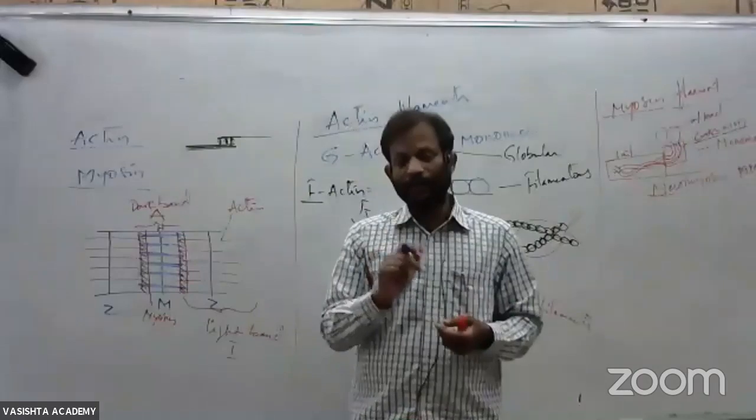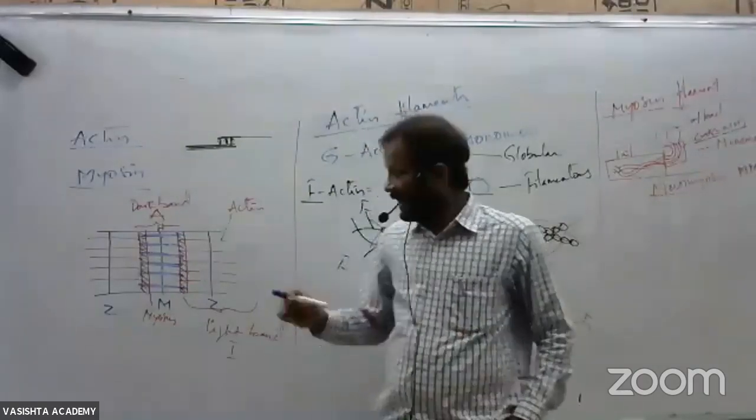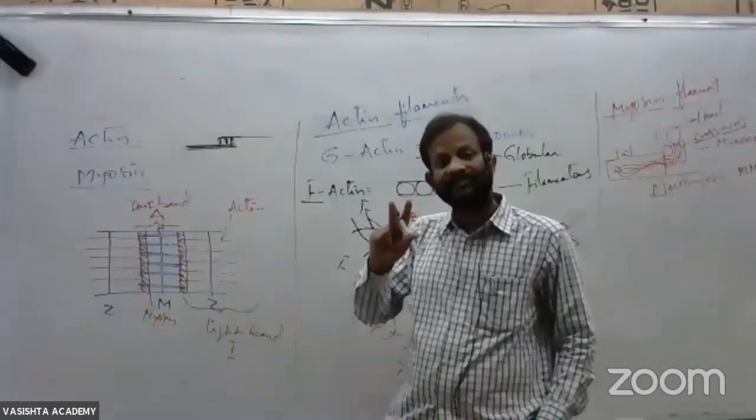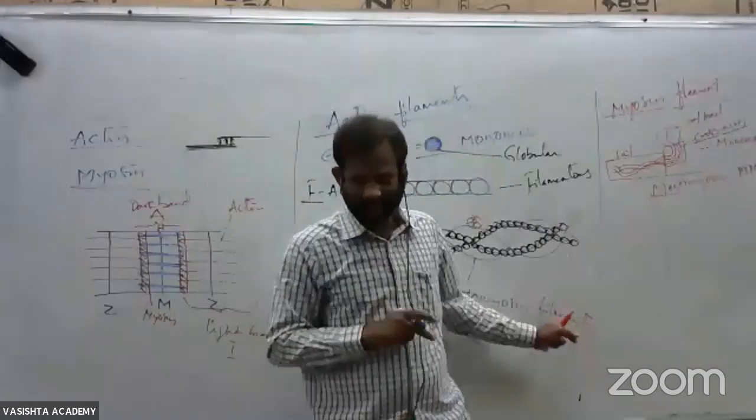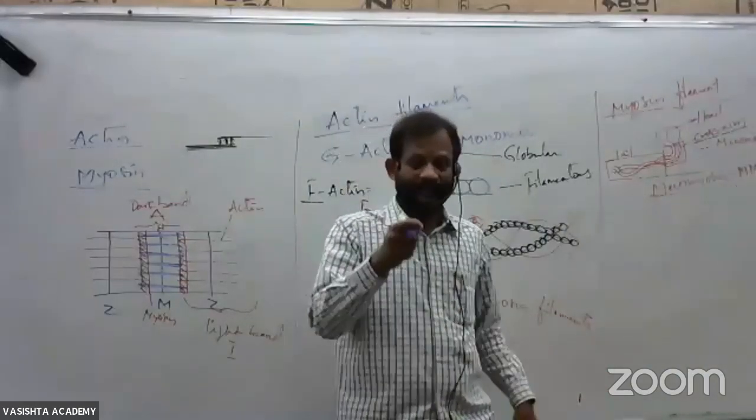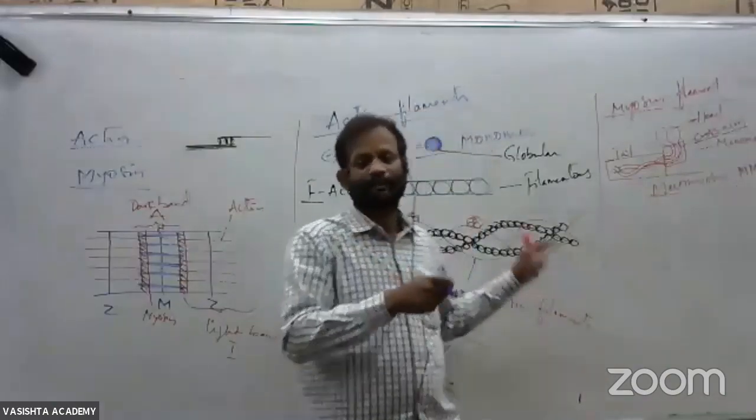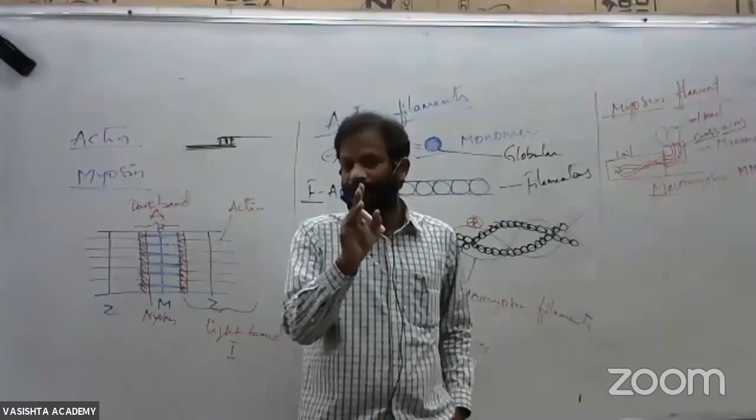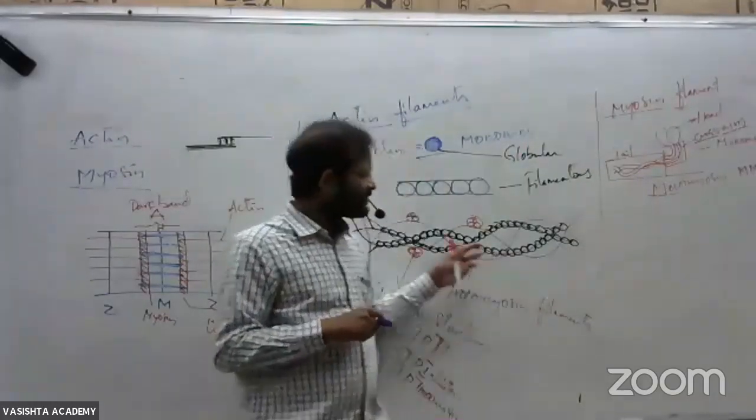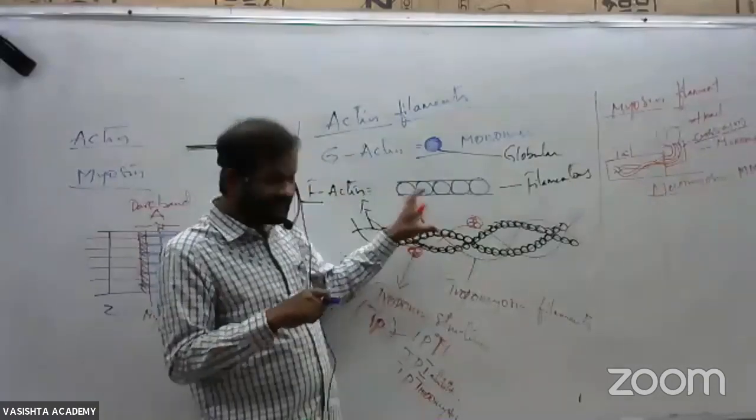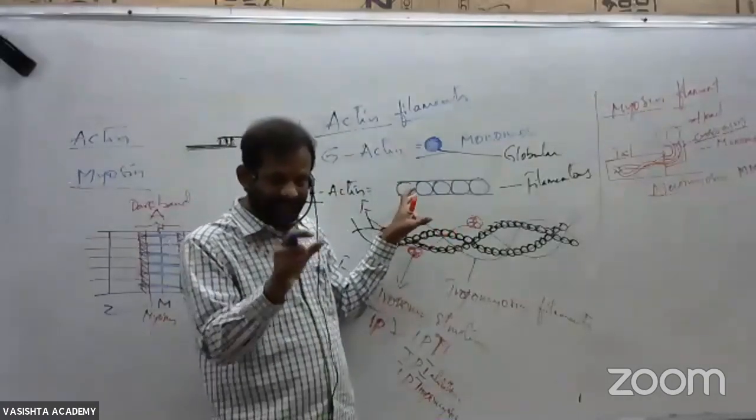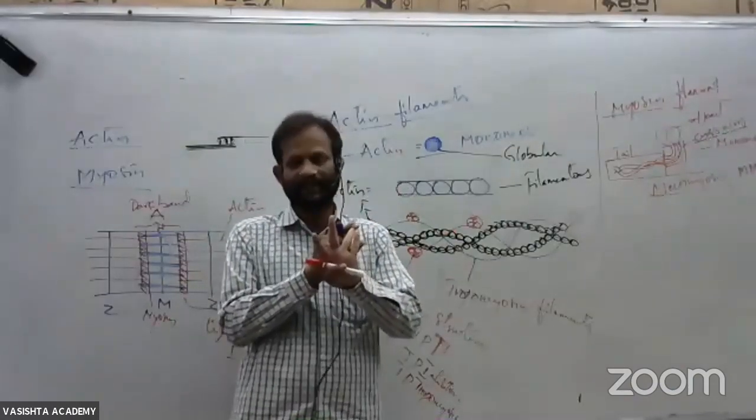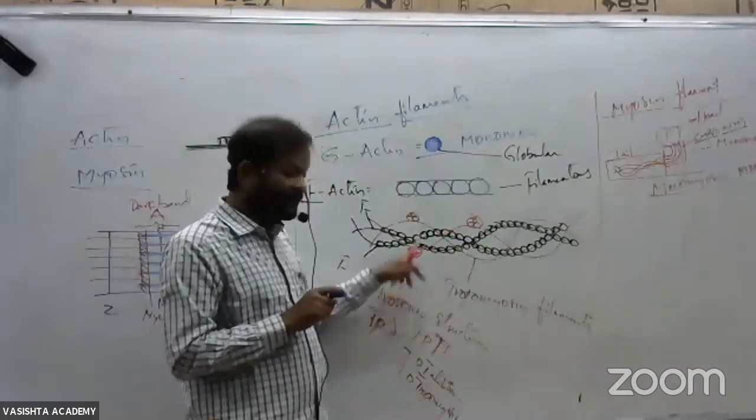To conclude, the actin filament, that is the thin filament, is the polymer of 2 F-actins and 2 tropomyosin filaments. To the tropomyosin filaments, troponin complexes are present very frequently. Each troponin complex has 3 units. They work differently; I will explain. So this actin filament is the combination of 4 chains: 2 are F-actins and 2 are tropomyosin chains.